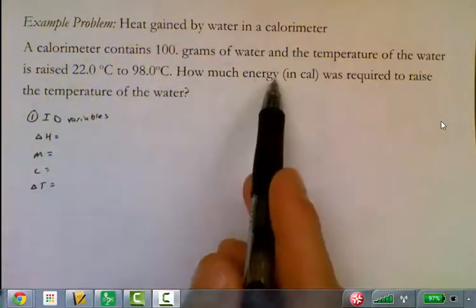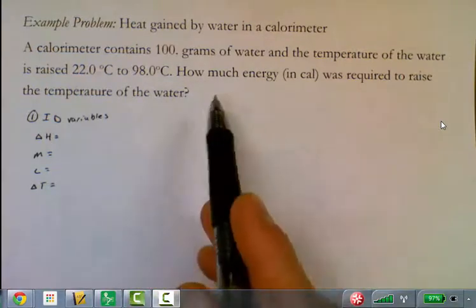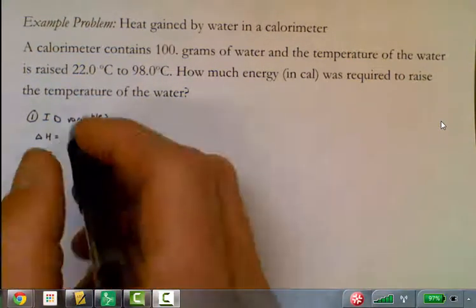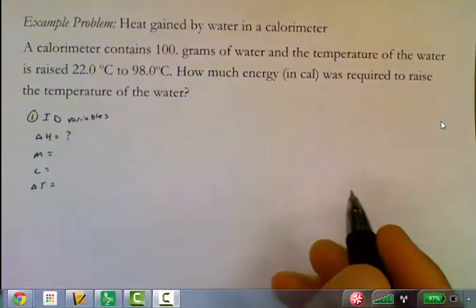Since it's saying how much energy, that's my question word. Energy is change in heat. Heat is a measurement of energy, so here's my question mark. The mass is 100 grams.